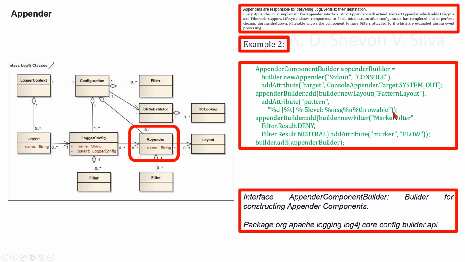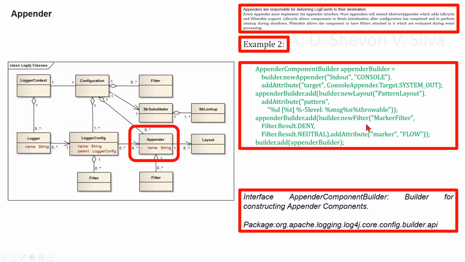Layout component builder. This method, the add method, adds a filter to the component. So this is the filter component builder here as a parameter. Here the newFilter method returns a builder for creating filters. This is a filter component builder, and this is the plugin name.